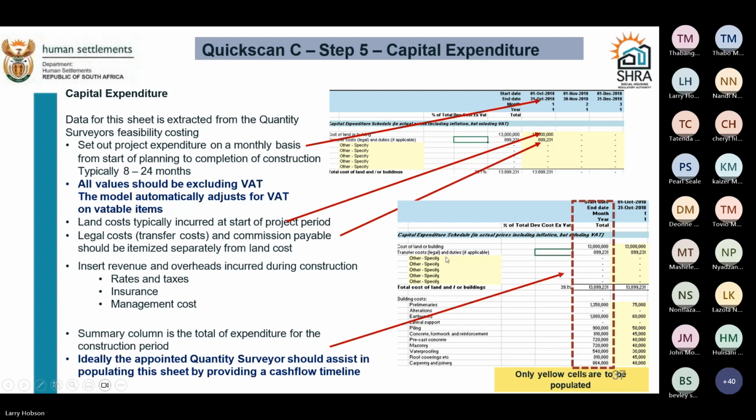You insert your revenue and overheads incurred during the construction phase. So you'll have rates and taxes, you'll have insurance, you might have a management cost. You put those into this as well, because you'll still be paying rates while you are doing your construction, all that kind of stuff. Those don't stop.